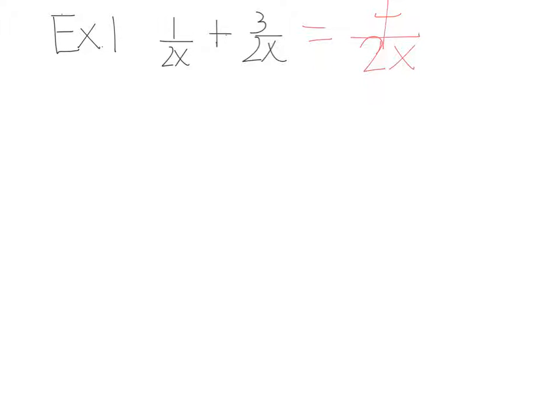Now, if we look at that fraction, we can reduce that. So my answer is 2 over x. And if you notice, we have a variable on the bottom, so therefore x cannot equal 0. In this case, I do not want you to give me any undefined values until the very end.